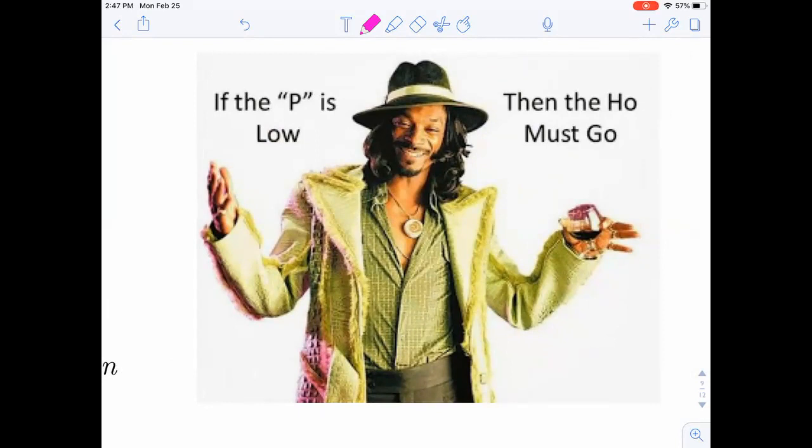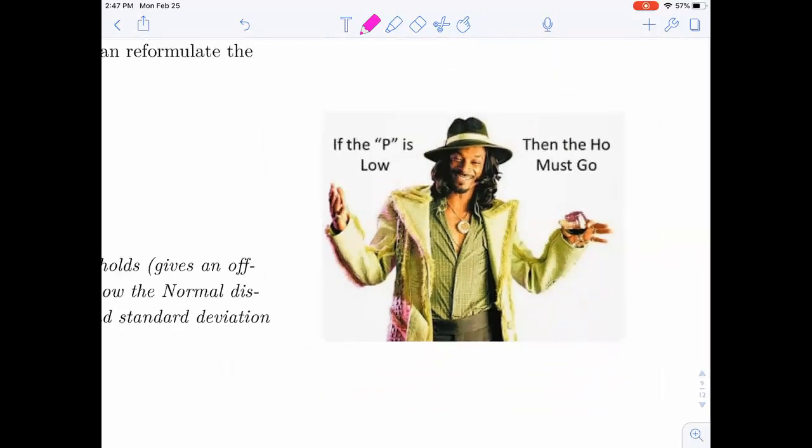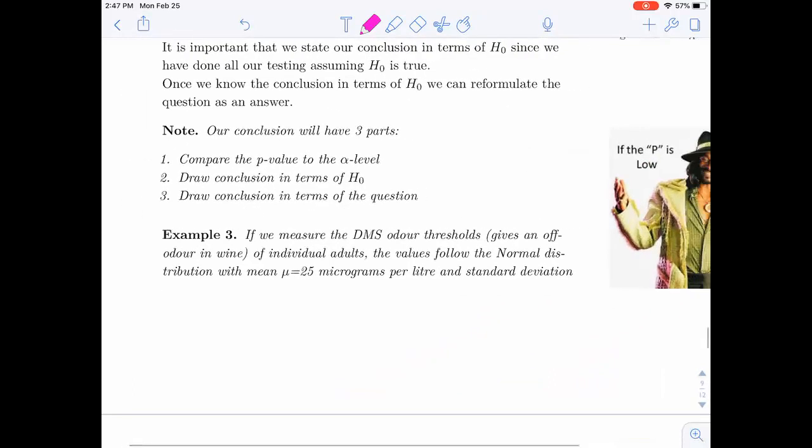Because until we kind of understand in our minds how p-values work and how they relate to the null hypothesis, right? Just having Snoop in your mind, what would Snoop do? If the p is low, then the null hypothesis must go, right? If the p-value is small enough, you can reject the null hypothesis. Is sort of what it's saying. Okay? So, and there's so many times where on final exams I've seen written in the corners, if the p is low, then the null hypothesis must go.